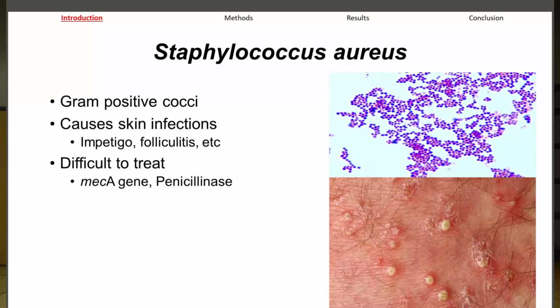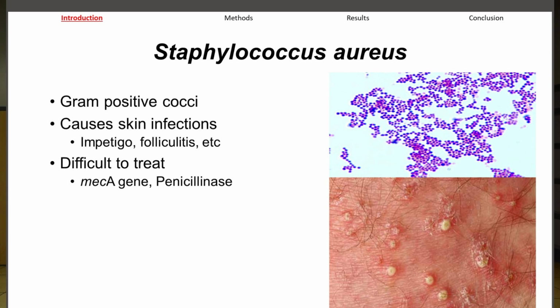What is Staph aureus? As you can see up there in the top right picture, it's a gram-positive cocci. It can cause a variety of issues, but what we're mainly concerned with, since we're looking at ointments, is skin infections. So stuff like impetigo, folliculitis, things of that nature. And the example of folliculitis down here, where you're seeing infections of the hair follicles leading to inflammation and a lot of bacteria sitting there.